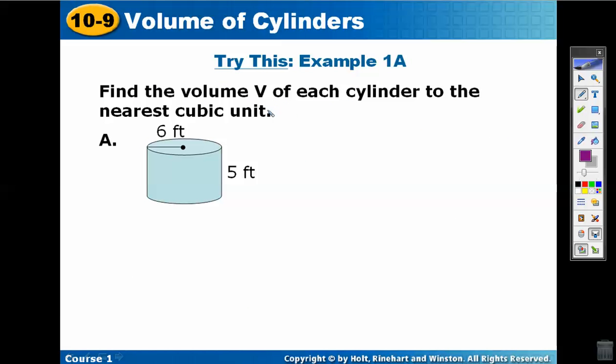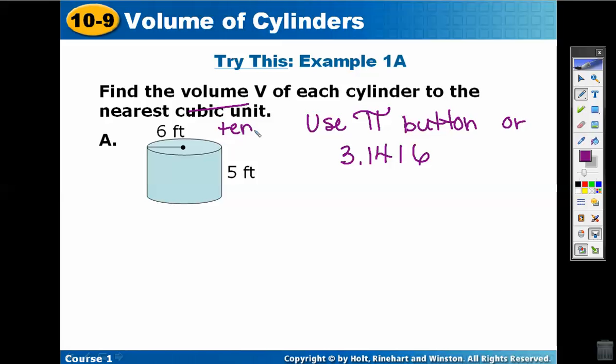Go ahead and try this one on your own. For this one, I want you to use the pi button. And if you don't have a pi button, you can use 3.1416. And then it says round to the nearest cubic unit. Let's round to the nearest tenth. So you go ahead and figure it out, and I will figure it out as well.